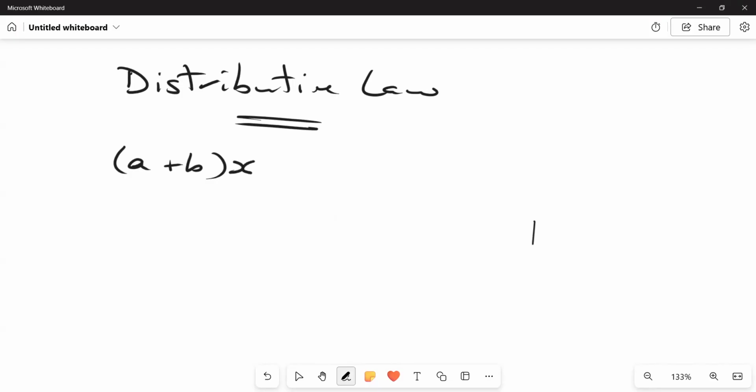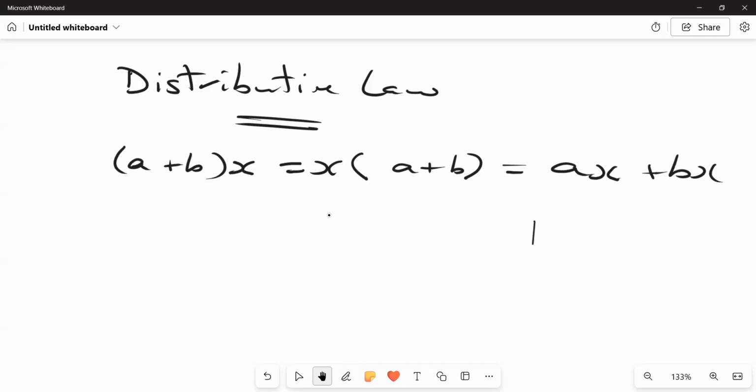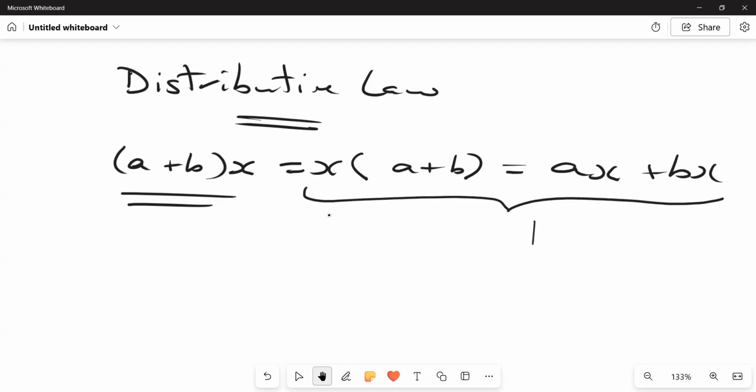If I have this, I don't like it written like this. I like it written like this, where the x is in front. What you do is multiply what is in front of the bracket, or outside of the bracket, whether back or front, by everything inside. It's equal to ax plus bx. I like this form. You do see this sometimes.